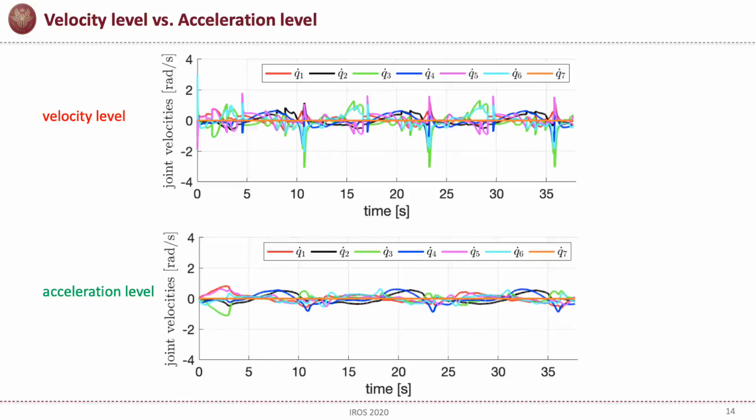First, we compare the results when working with commands at the velocity or at the acceleration level. When working with velocity commands, discontinuity in the joint velocities occurs at any change in either the desired stack of tasks or in the dependency among the tasks. In contrast, when working at the acceleration level, the joint velocities are smooth, without large or sudden peaks.